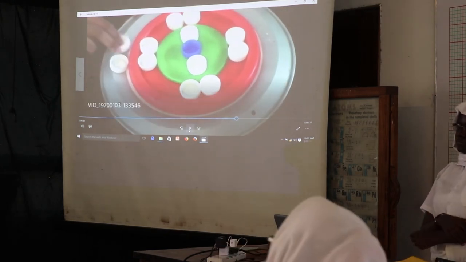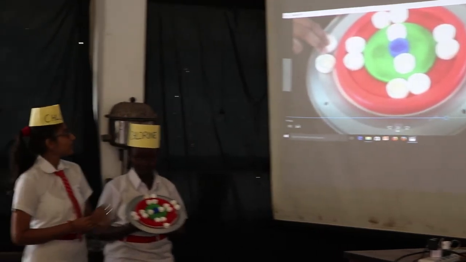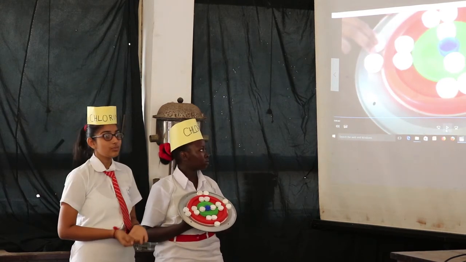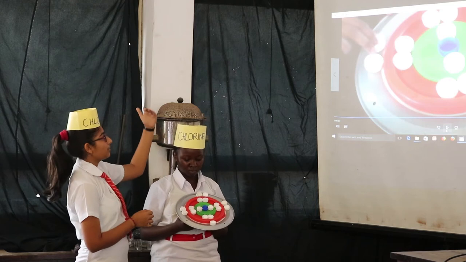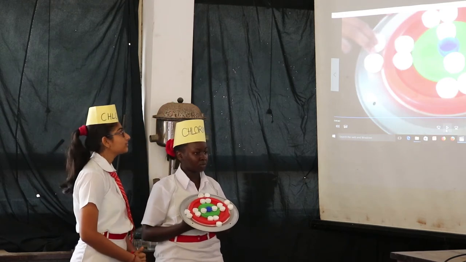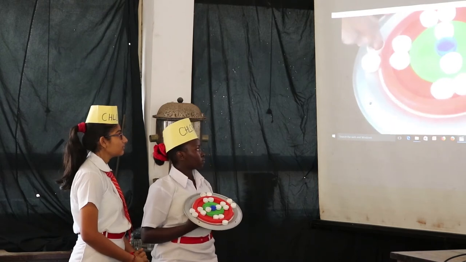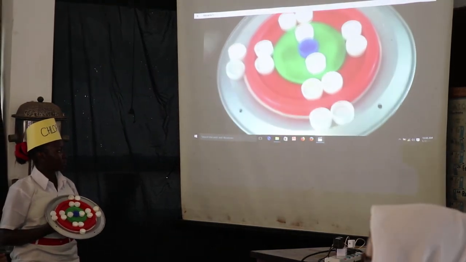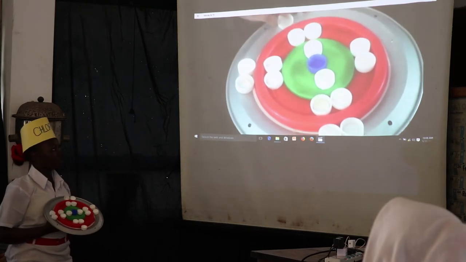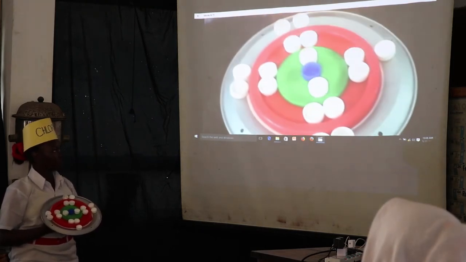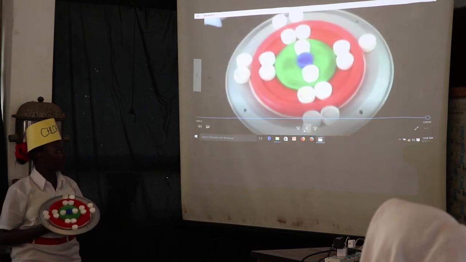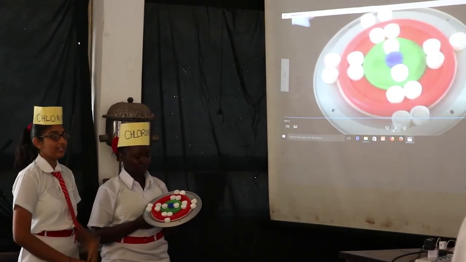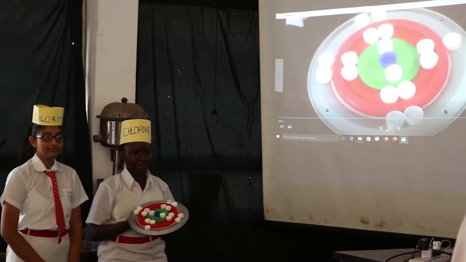Explain what you are doing there. We kept 8 electrons in the second energy level because, as I said, the electronic arrangement is 2, 8, 7. We started from 2, then we kept 8, now we'll keep 7. You can even count that you have kept 7 of them. And that's what you did. You clap for them.